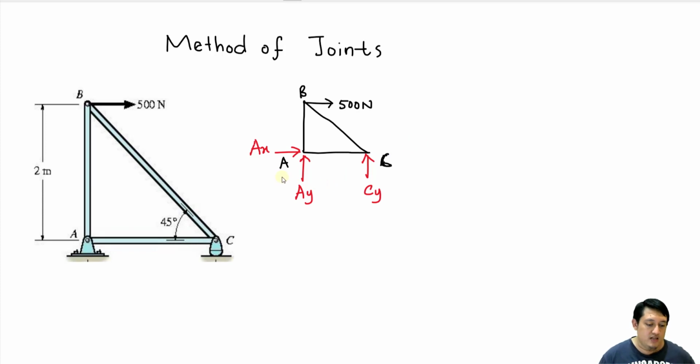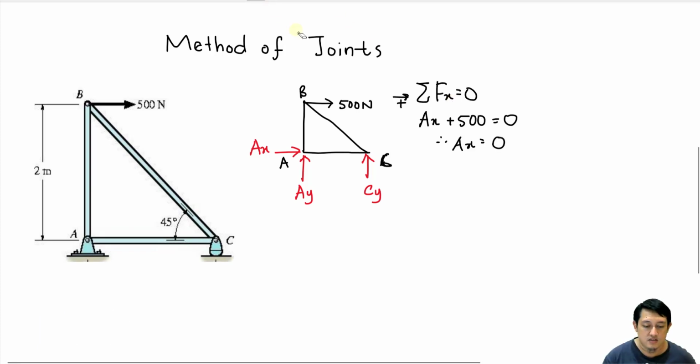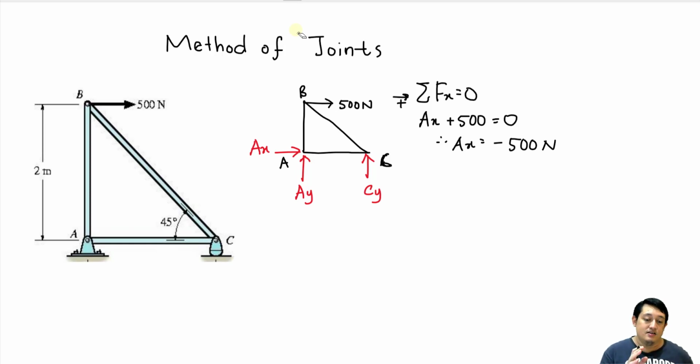If you look carefully, AX is the only unknown force pointing towards the X direction, correct? So we can start from the total of Fx equals 0. AX is equal to negative 500 Newton. If you get a negative answer, don't be afraid, because the negative here represents that the actual direction of the force is opposite. We just make an assumption. At first we assume the force is pointing to the right.